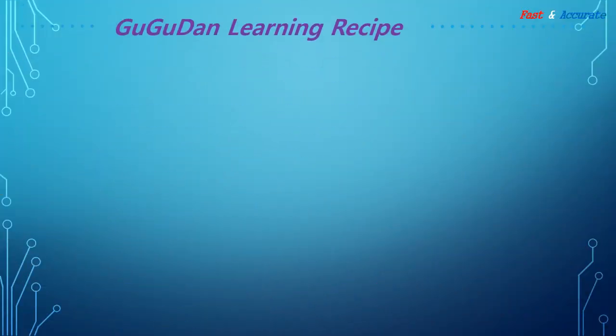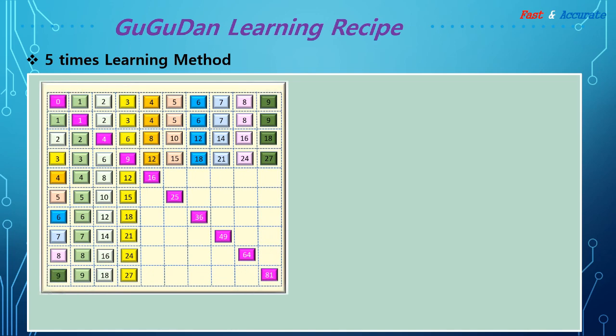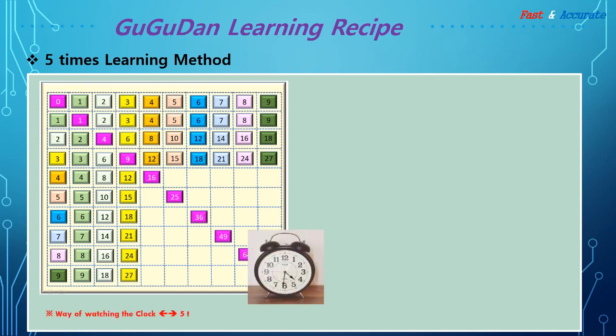Next, we will skip 4 times and move on to 5 times learning method. When learning Gugudan, you don't have to learn from 2 times to 9 times in sequence. You just need to learn the easy to learn times first and then fill in the rest. If your kids are accustomed to asking and answering questions about time in daily life, you can say that the 5 times multiplication learning has already been completed.